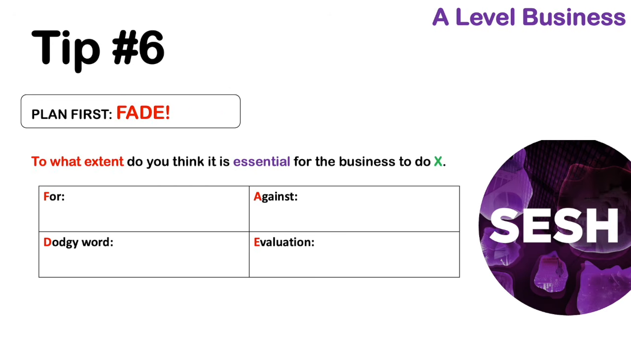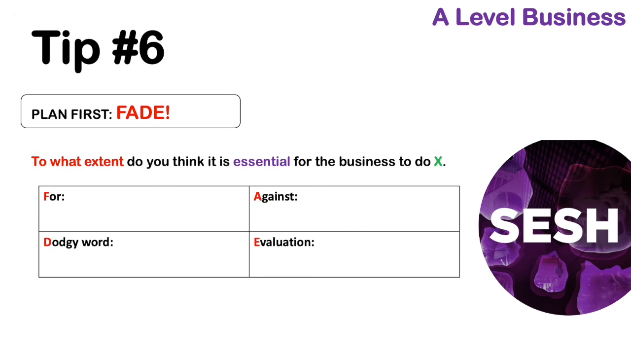Tip 6, FADE. Fade in. Plan first before you engage with writing. To what extent do you think it is essential for the business to do X? You see the question, you take a step back, and you do a FADE. What are your for points? What are your against points? What's the dodgy word? Note it to yourself. And can you think of any quick evaluation points you might want to make throughout?